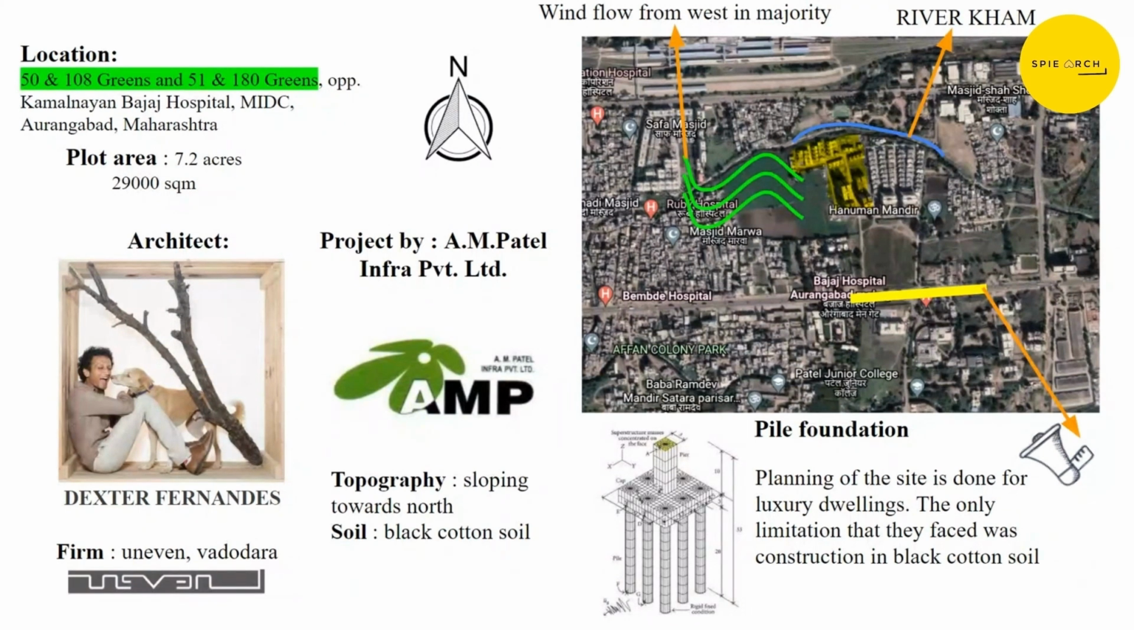The topography of the site is sloping towards the north, and it has black cotton soil. So they did a pile foundation while constructing it, and as you can see, there is the Kham river flowing behind the society, and it is 200 meters in from the main road.